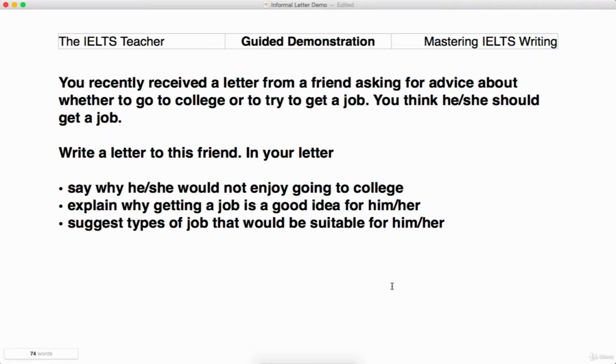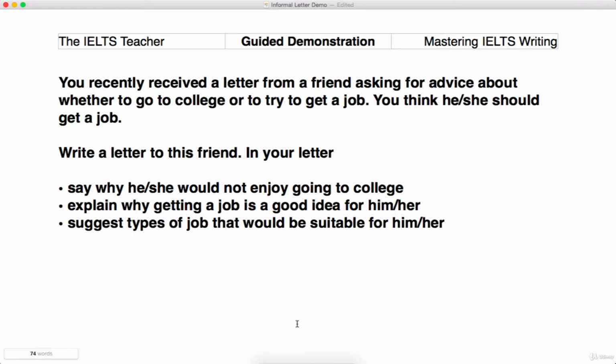So, you recently received a letter from a friend asking for advice about whether to go to college or to try to get a job. You think he or she should get a job. Write a letter to this friend. In your letter, say why he or she would not enjoy going to college, explain why getting a job is a good idea for him or her, and suggest types of job that would be suitable for him or her.